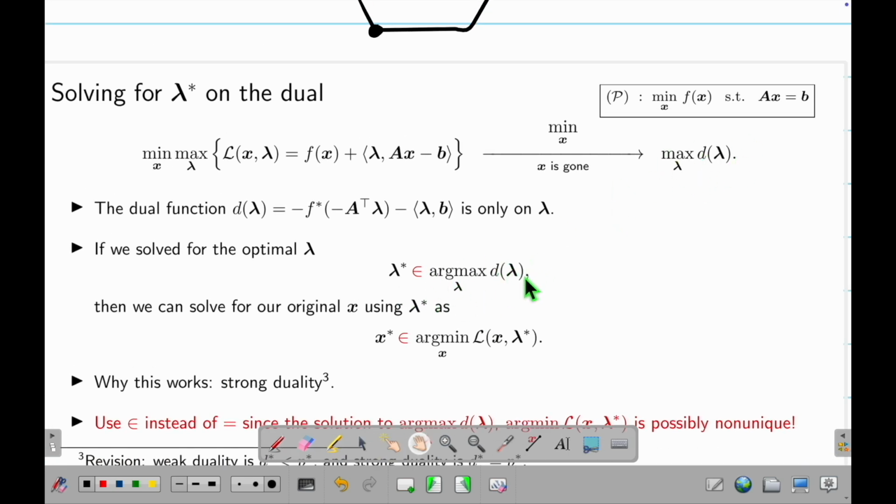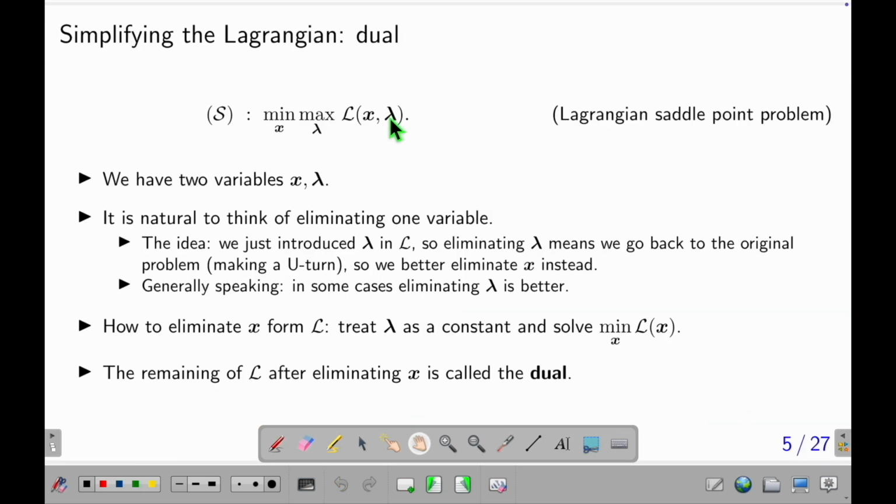Okay, and suppose I find this lambda. Now what? I have the best lambda. I absorb the best lambda in this expression. Then this is the best Lagrangian. I solve this, then I solve for my x. That's like that. Okay, so this is like that.